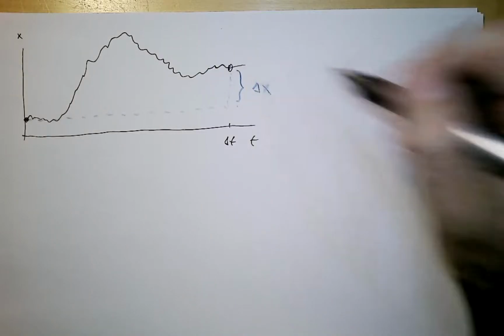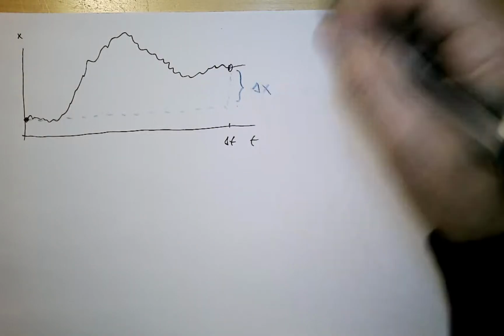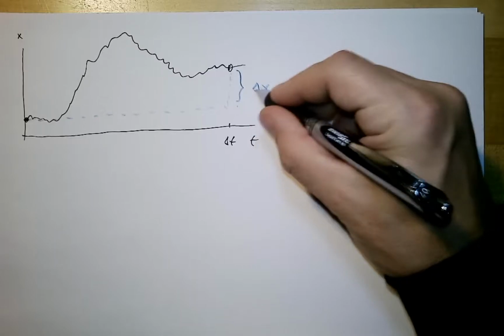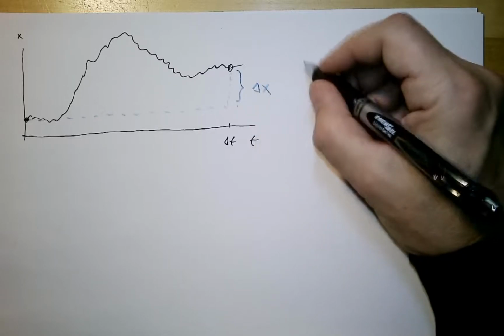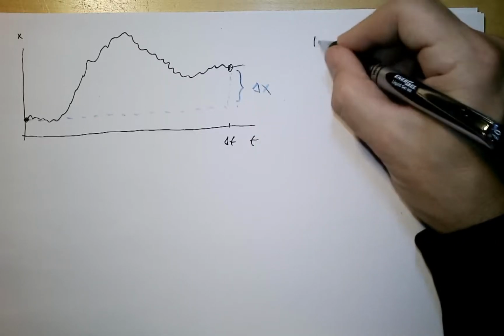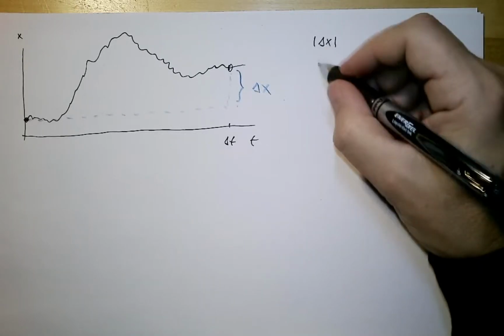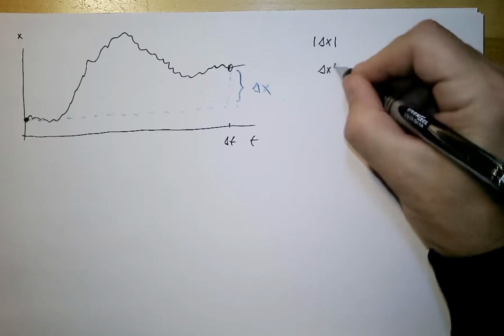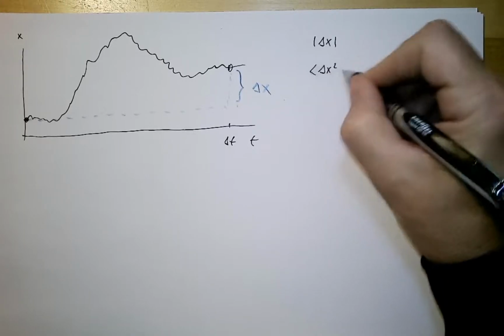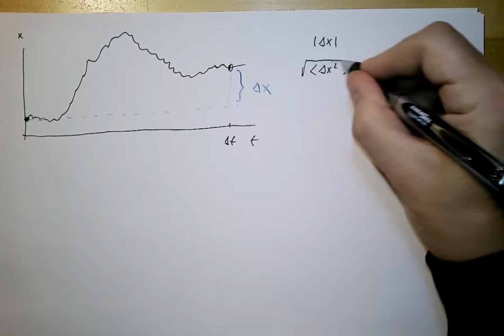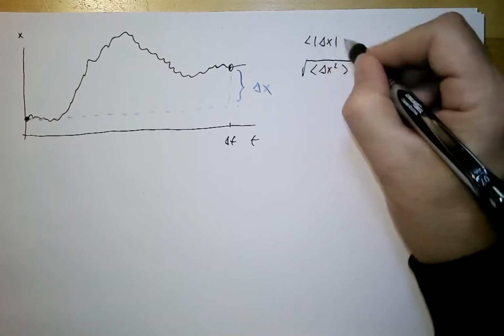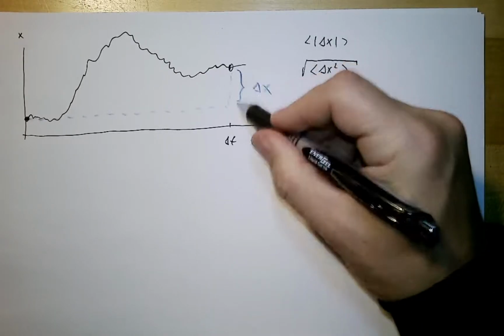Or when we want to calculate expectation values, then we can take from this distance, for example, the absolute value of this delta x. Or you could be interested in delta x squared, take the expectation and take a square root. Or we could just take the expectation of this absolute value.